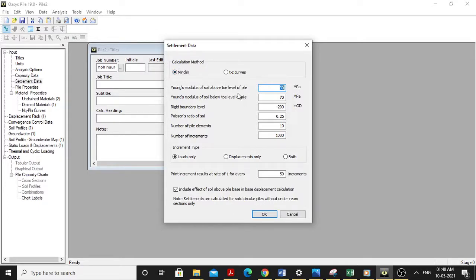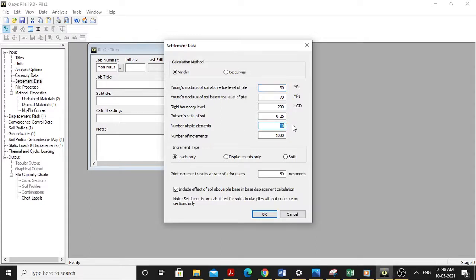It's a very simple equation, and the Young modulus of soil above the top level of pile and below the level of pile is given, and the regions have already been specified. The rigid boundary level is -200, and this region is also specified, that is where the settlement goes to 0, and we have given such a large rigid layer that it will never reach the same. Poisson ratio of soil is 0.25, and number of pile elements is 10.